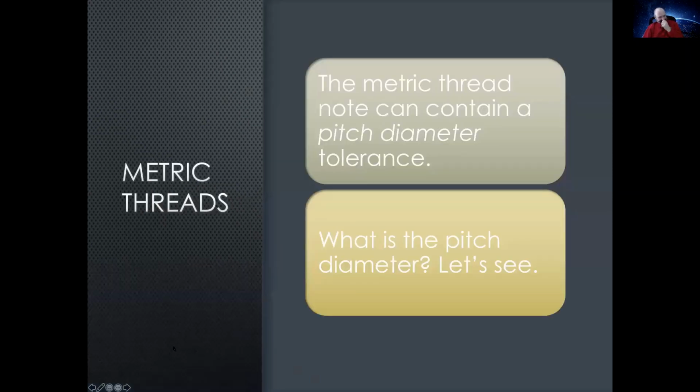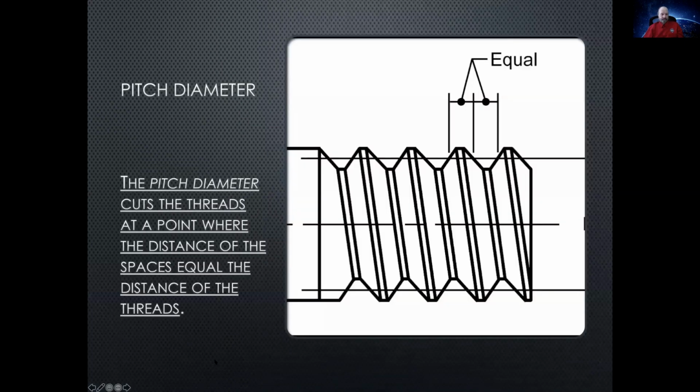Anyway, so metric threads, very similar to the unified threads. The pitch is a little different in the way they define it. Instead of threads per inch, they do millimeters per thread. Okay, so we have a pitch diameter, which is a little bit different, because you do a minor and a major diameter for the unified system. In the metric system, you do a pitch diameter. So you're splitting the difference, okay?